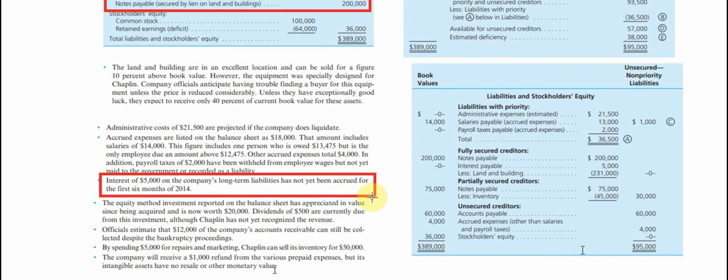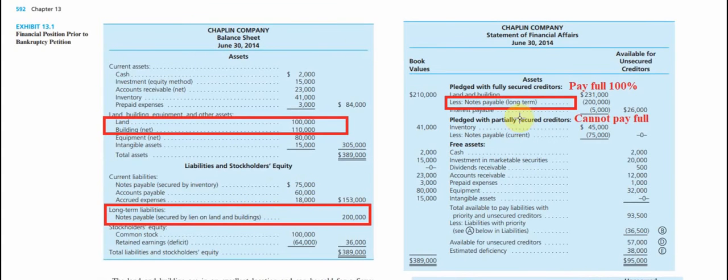Here is the long-term interest. They will provide it for you here. So as long-term asset and long-term liability, they go together, so when we calculate, they go in the same area.